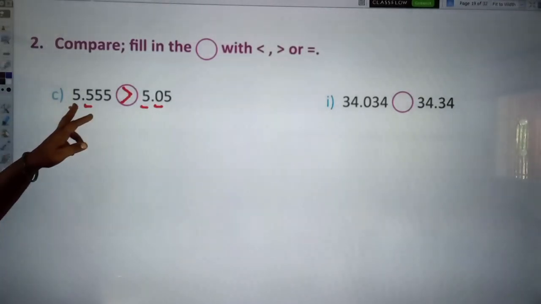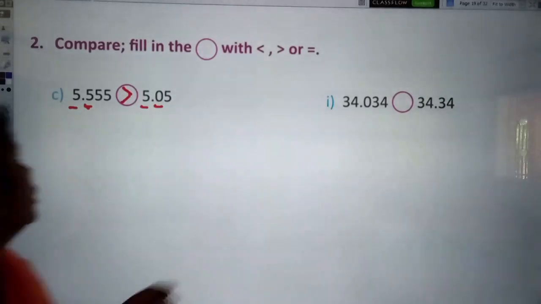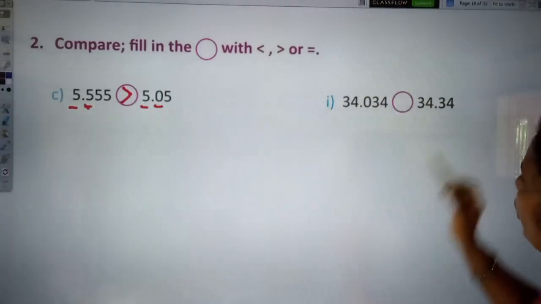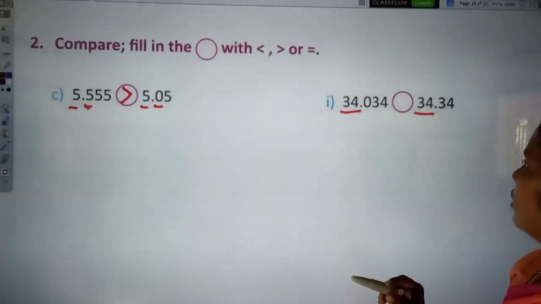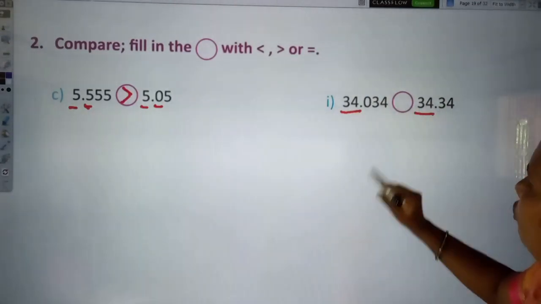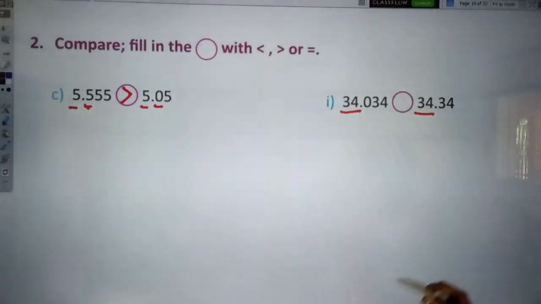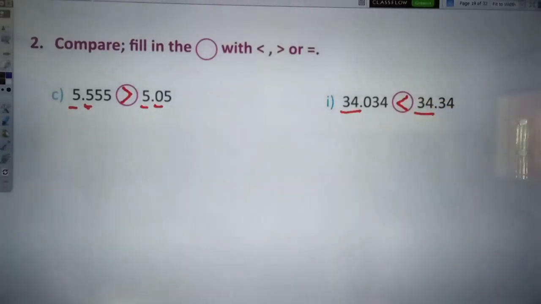First we have to check the first place after the decimal point. In the same way, 34.034 and 34.34. See, the whole part is equal on both sides, that is 34 and 34. After the decimal point, here 0 is there, here 3 is there, and this is the greater number. Hence we have to put the lesser than symbol like this.